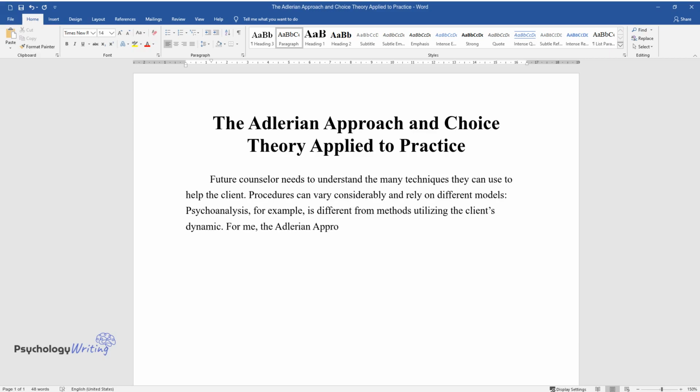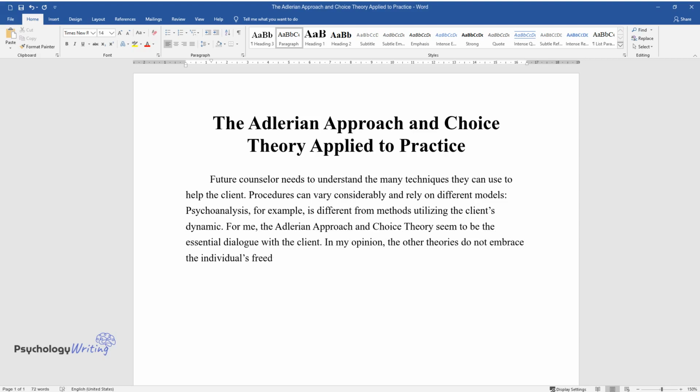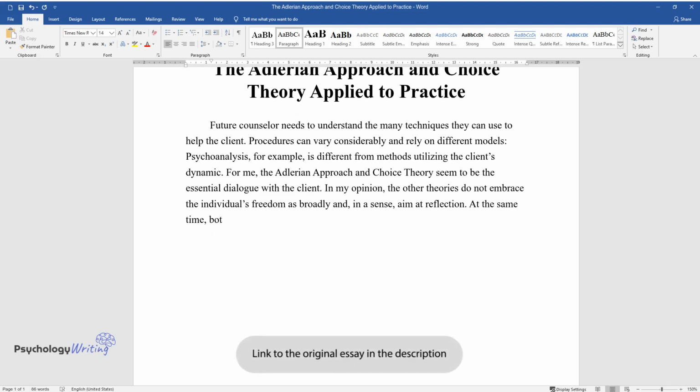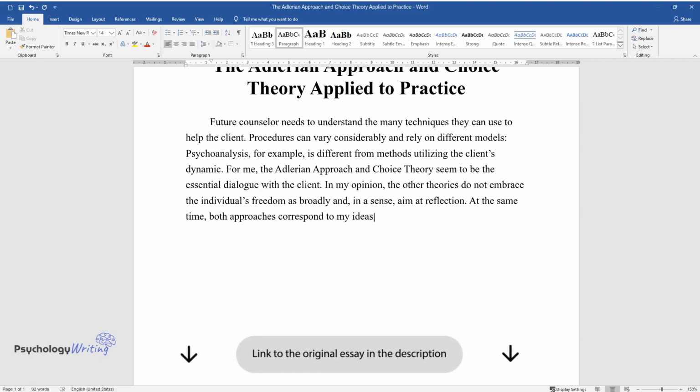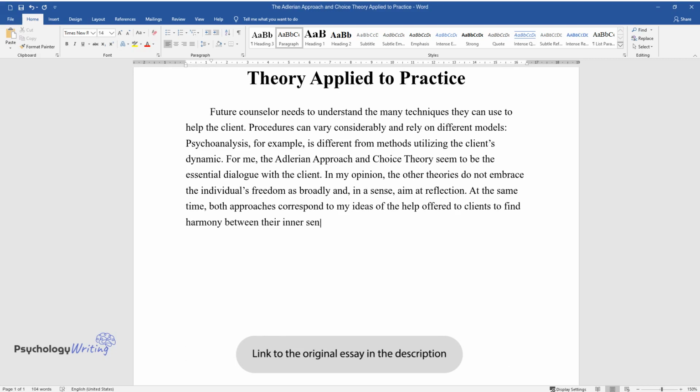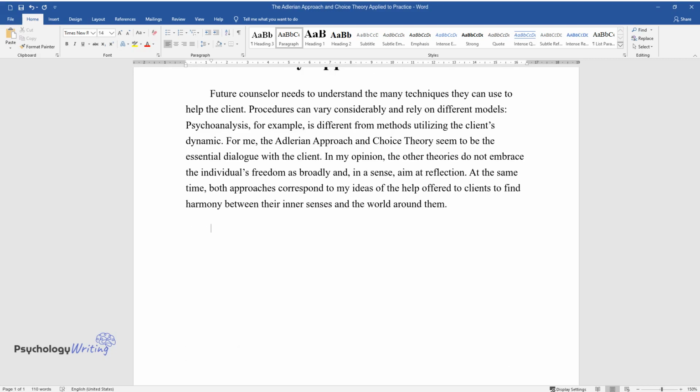For me, the Adlerian approach and choice theory seem to be the essential dialogue with the client. In my opinion, the other theories do not embrace the individual's freedom as broadly and, in a sense, aim at reflection. At the same time, both approaches correspond to my ideas of the help offered to clients to find harmony between their inner senses and the world around them.